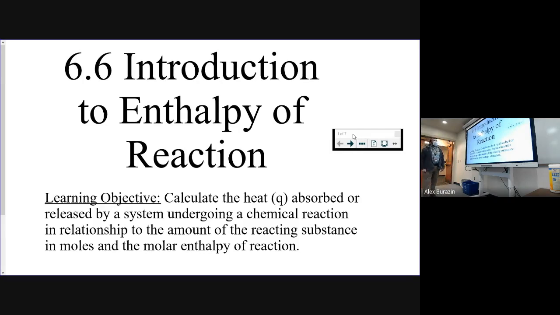So today we're going to talk about the enthalpy of a reaction. In other words, the delta H from a chemical reaction. Okay? So calculate the heat absorbed or released by a system undergoing a chemical reaction in relationship to the amount of reacting substance in moles and the molar enthalpy of the reaction. That sounds fancy. The objectives from AP are always fancy, but I'll break it down into more simple terms.